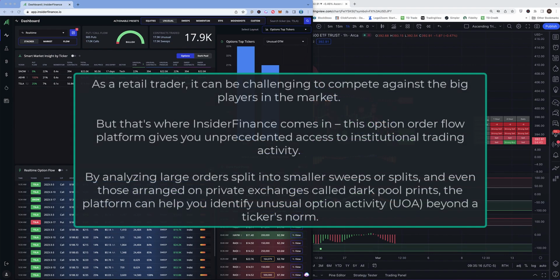As retail traders, it can be challenging to compete against the big players in the market. Insider Finance's platform levels the playing field by giving you unprecedented access to institutional trading activity. By analyzing large orders split into smaller ones, called sweeps or splits, or even those arranged on private exchanges, called dark pool prints, the platform can help identify unusual option activity beyond a ticker's norm.